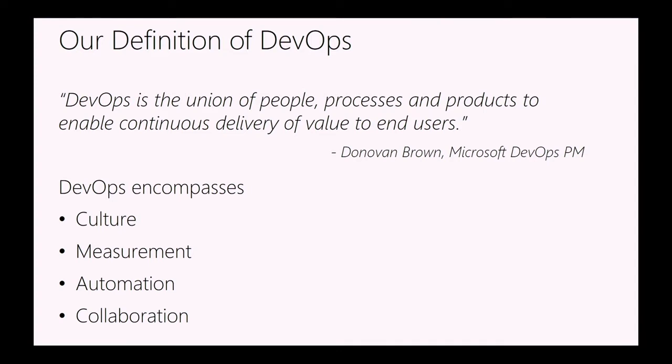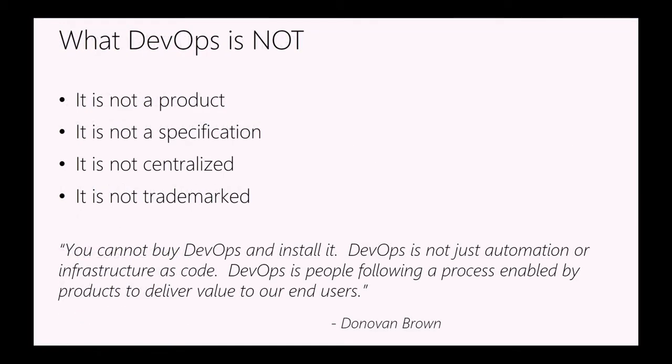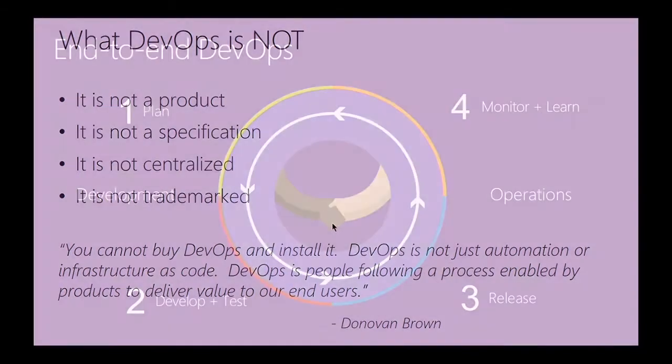So it's culture, it's measurement, it's automation, it's collaboration. What it's not is a product. It's not something that you install. There are tools that we're going to use that exist, but it is more about changing the way, after we write code, what happens next. So it's not really about changing the way you write code. It's changing everything that happens between when you write the code and when it winds up being used by the end users. Again, to continue to deliver value to end users.